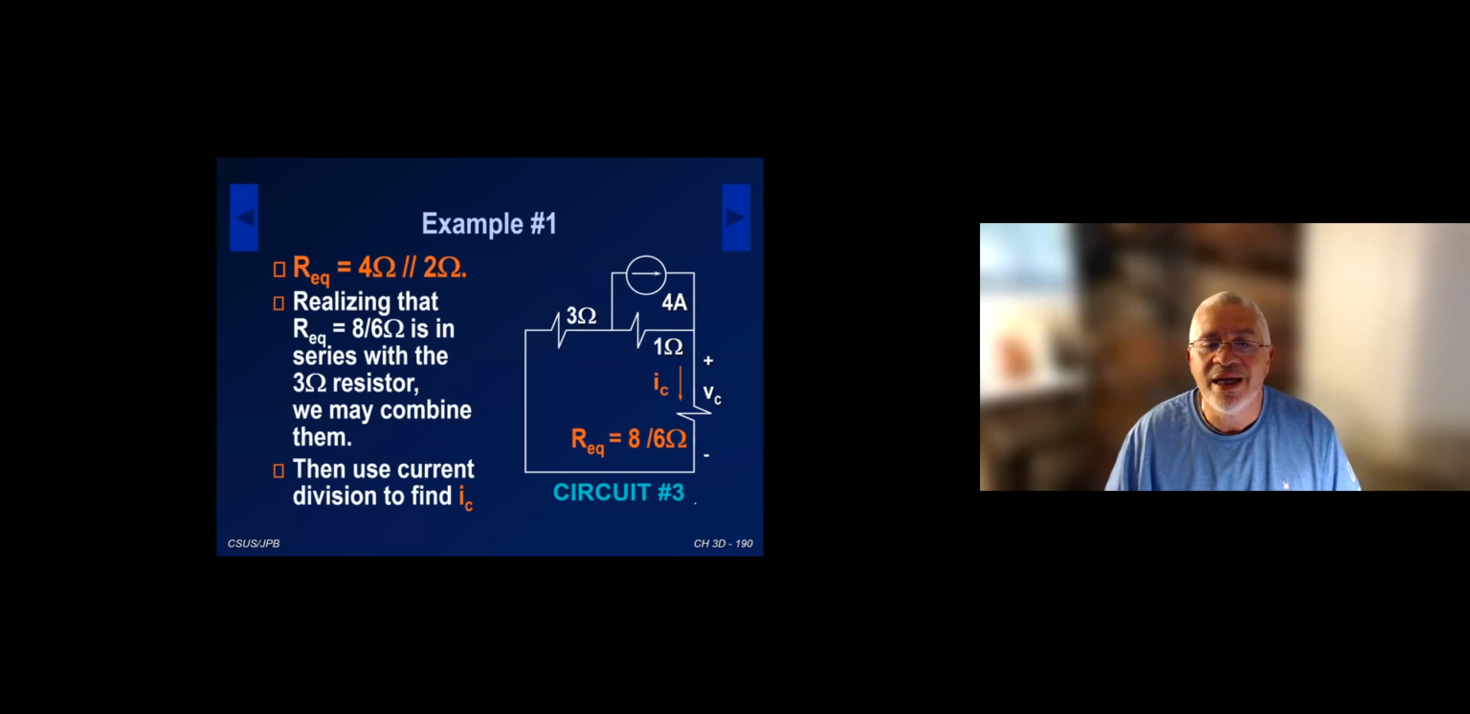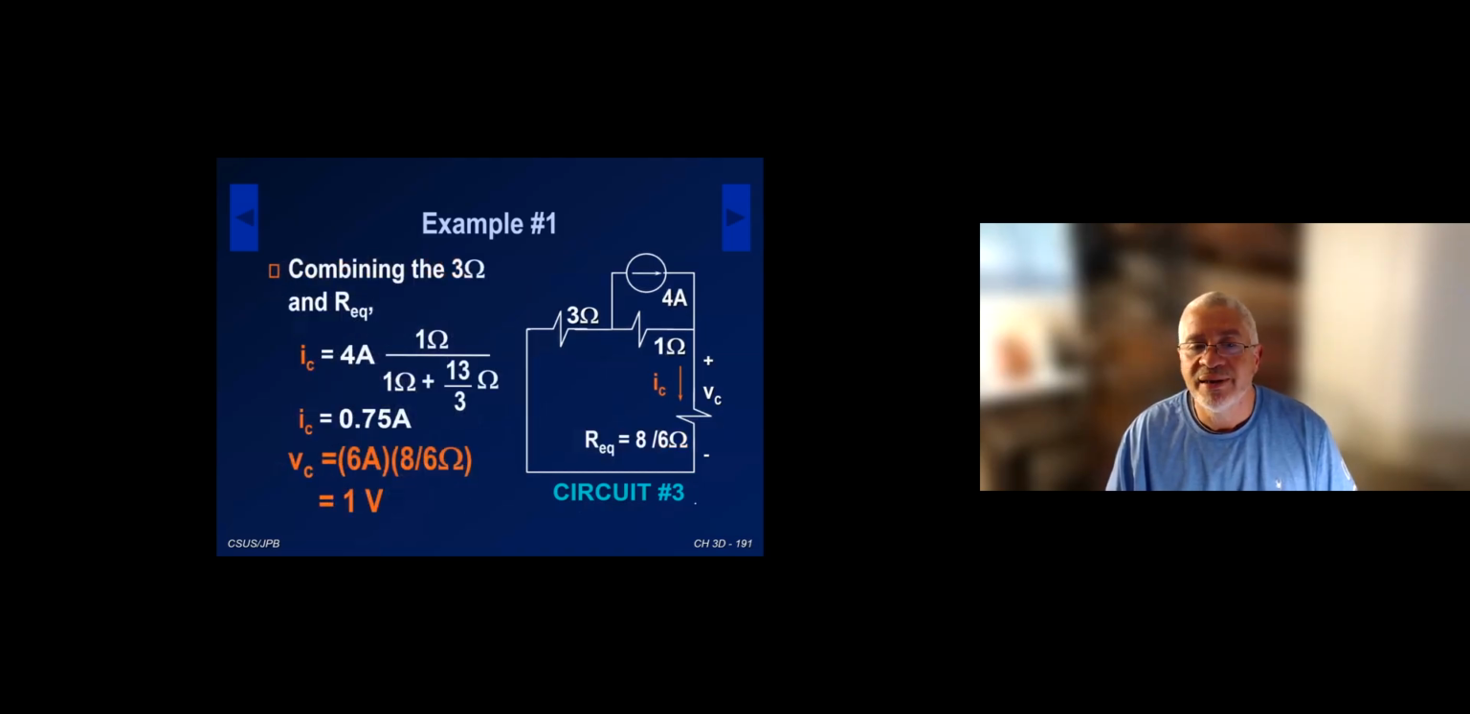Okay. Then I can use current division and get IC fairly readily by combining the 3 ohms and the 8.6 in series. Okay. So that's what we get. And I can get VC once I have IC. VC is equal to 1 volt.